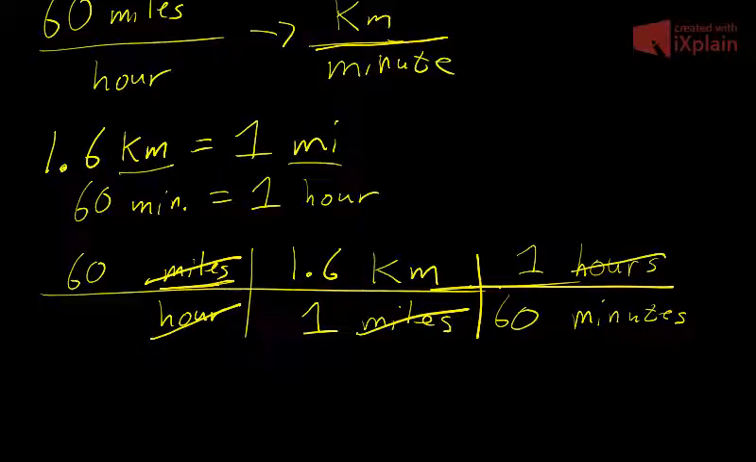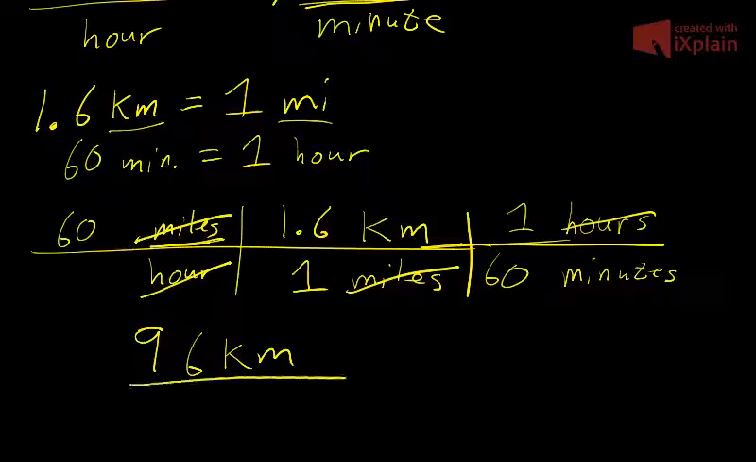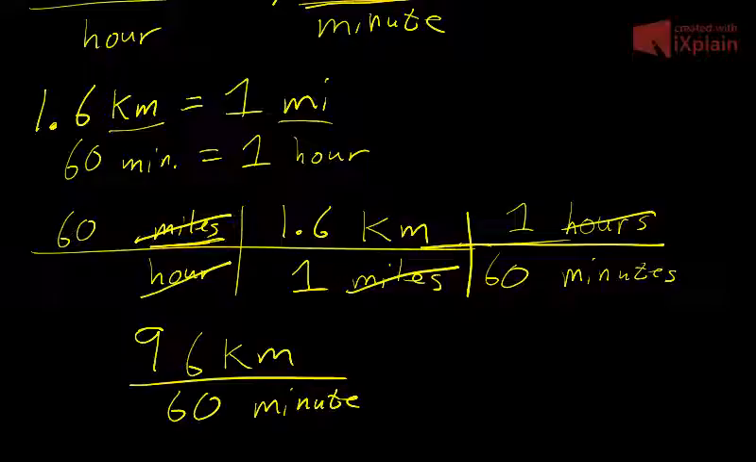60 times 1.6 is going to be, I believe, 96 kilometers, because I have the kilometers on top, divided by 60. And after that, 60 minutes, I'm sorry, don't want to forget that. I can do 96 divided by 60, which will give me 1.6 kilometers per minute.